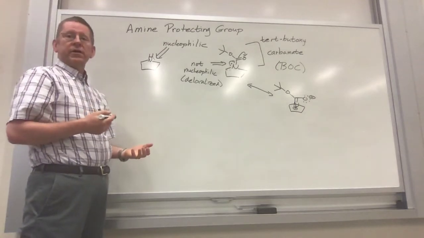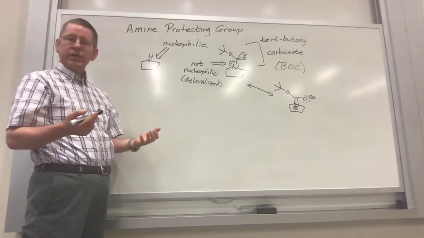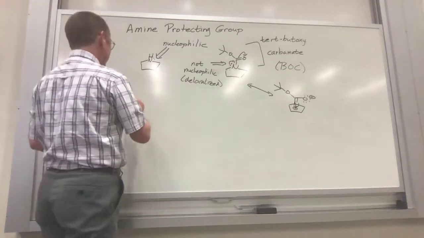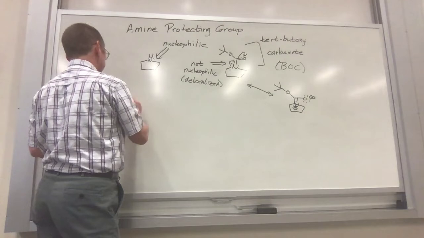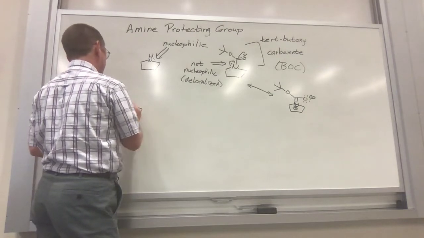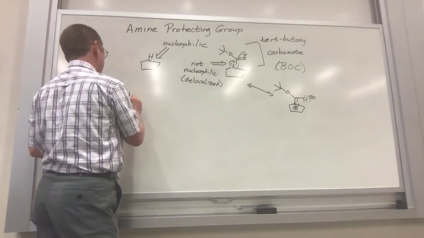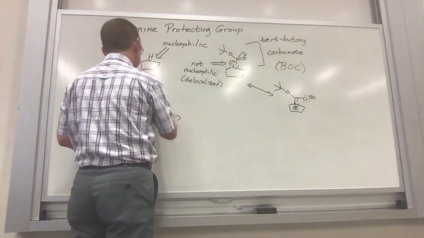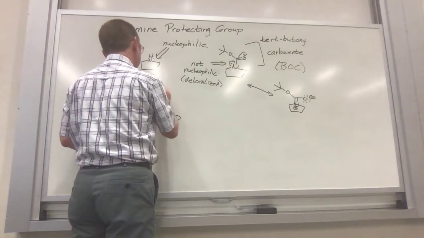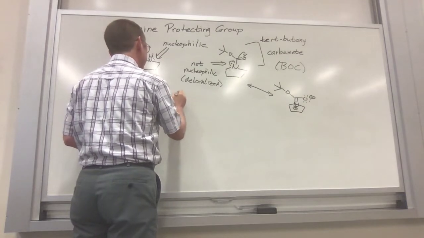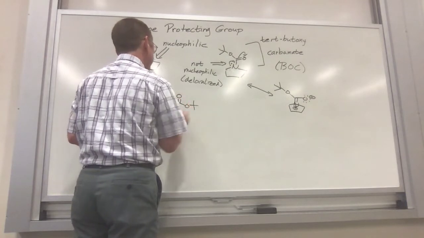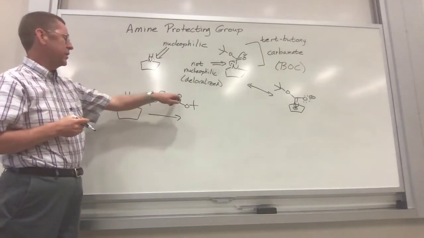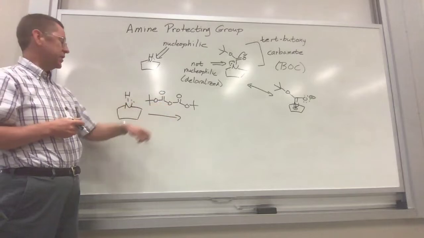So how do we put this on? And how do we take it off? That's actually all basically carboxylic acid derivative chemistry. So we can take our amine and react it with an odd-looking anhydride. Indeed, this is referred to as Boc anhydride. Here we've got the two carbonyls, the oxygen in the middle.